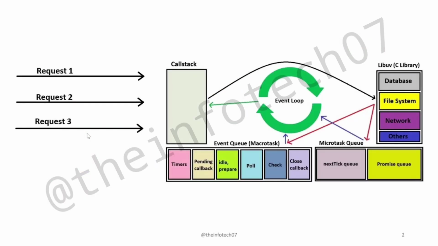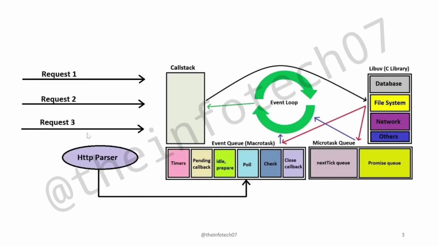As you can see in this picture, there are 3 requests coming to our server. When 3 requests come to our server, first they pass through the HTTP parser, and the HTTP parser triggers an event and registers the related callbacks in the poll phase queue.